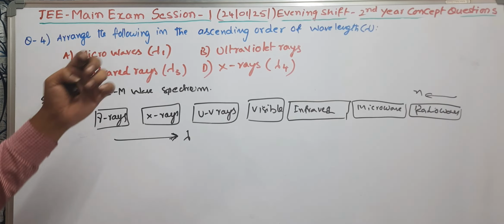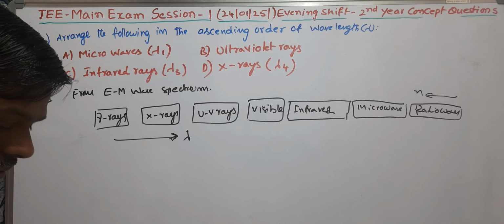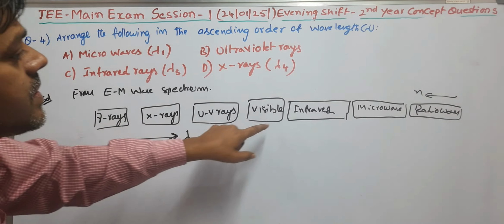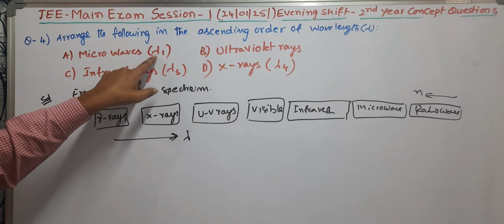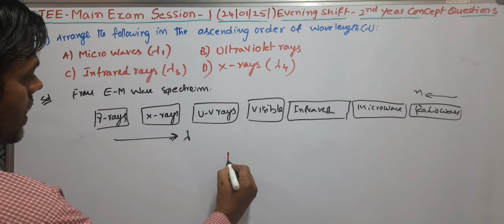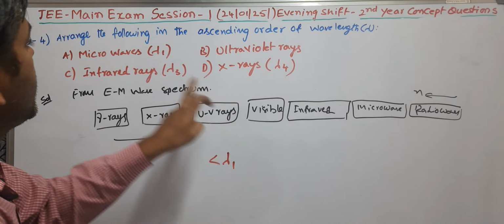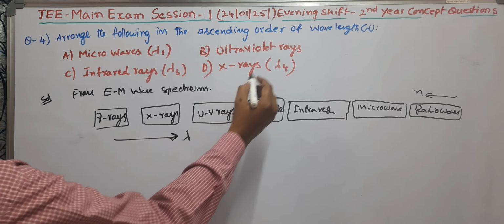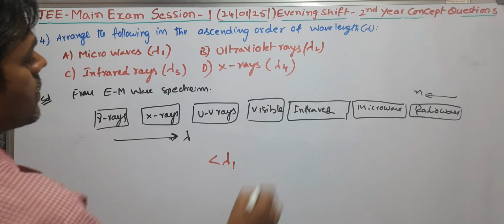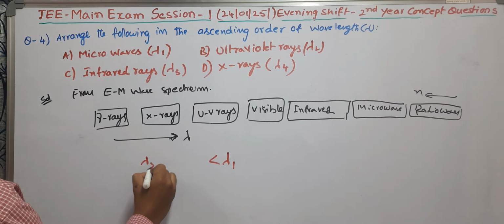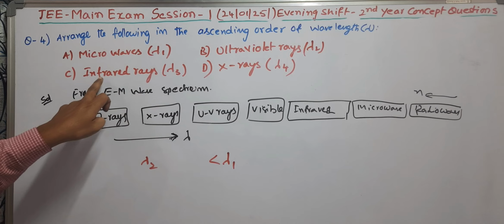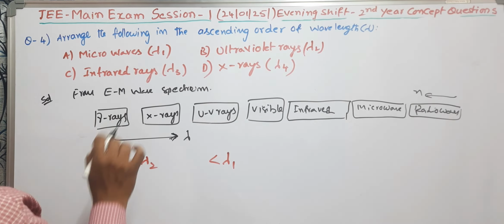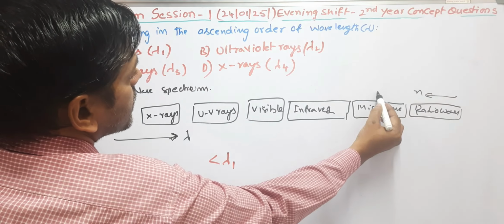So the question asks to arrange the following in ascending order of wavelength. Looking at the question, where are the microwaves? These are the highest range, that means lambda 1. Next is ultraviolet, UV rays, whose wavelength is lambda 2. Next is infrared. Microwaves are lambda 1.